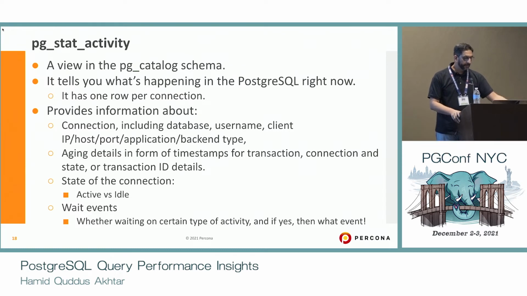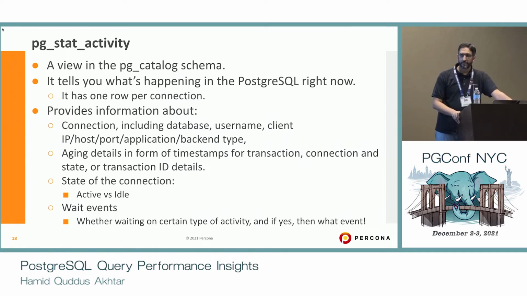So it tells you about the host IP, port, application, and backend type. For some of these parameters, you'd have to enable certain GUCs. Host names might not be available by default in your setup, and they're not evaluated, but you'd have to enable that to capture the host names. Further on, it has timestamps for transactions and connections, so you can evaluate aging transactions.